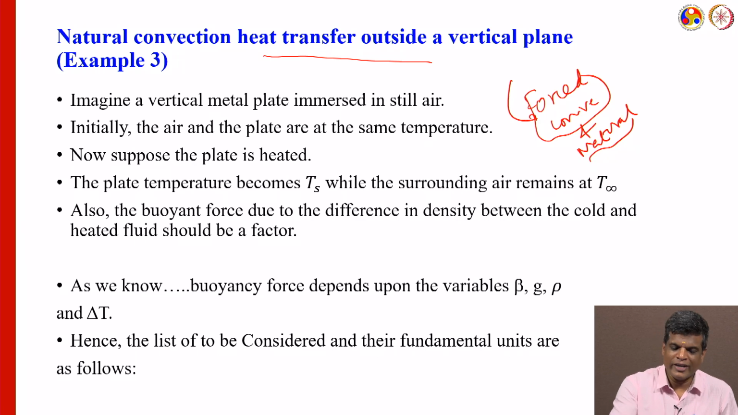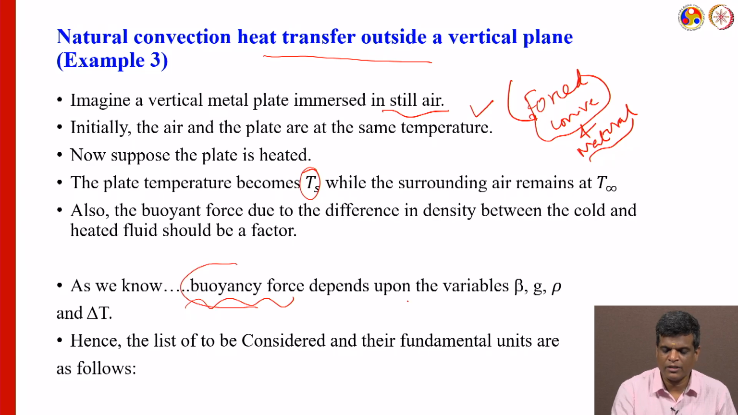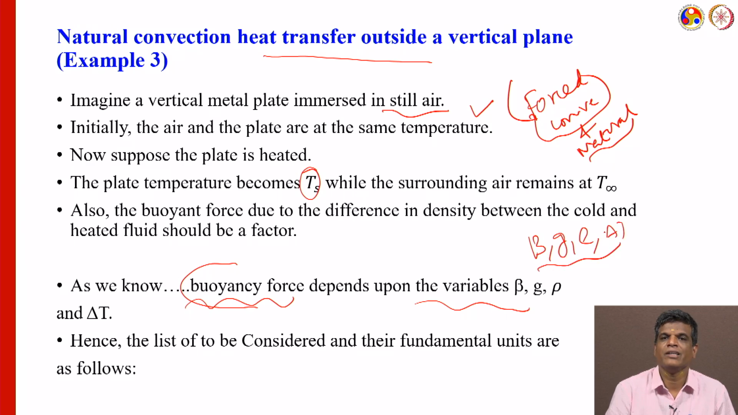So, assume a vertical plate immersed in still air. Initially the air and the plate are at the same temperature, but once it starts to heat, the temperature changes, Ts here. Here, mainly we discuss the buoyancy force. The buoyancy force depends only on these variables: beta, then g, rho, then delta T. These are the buoyancy force variables.